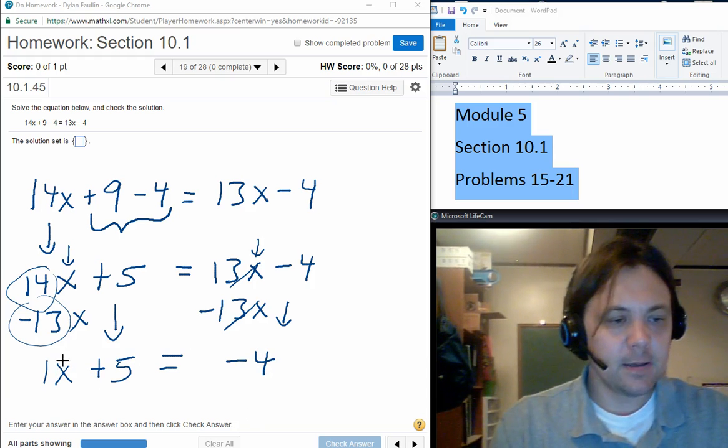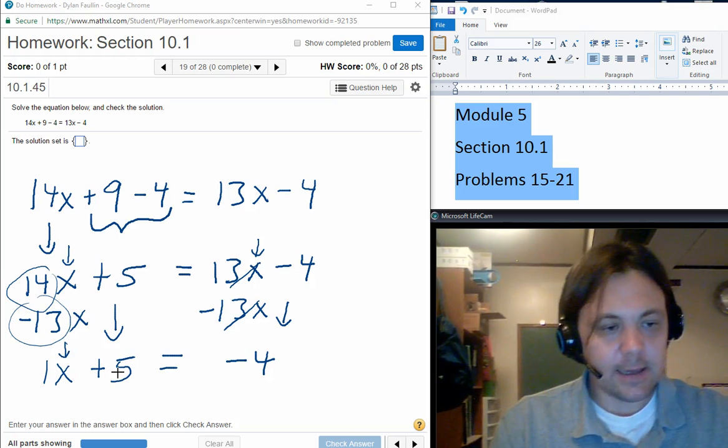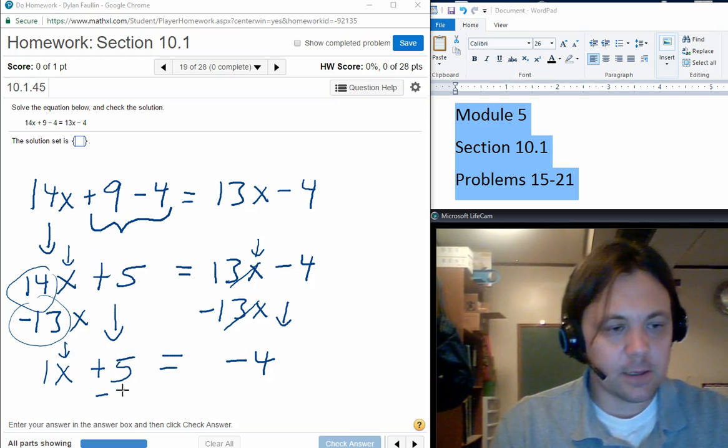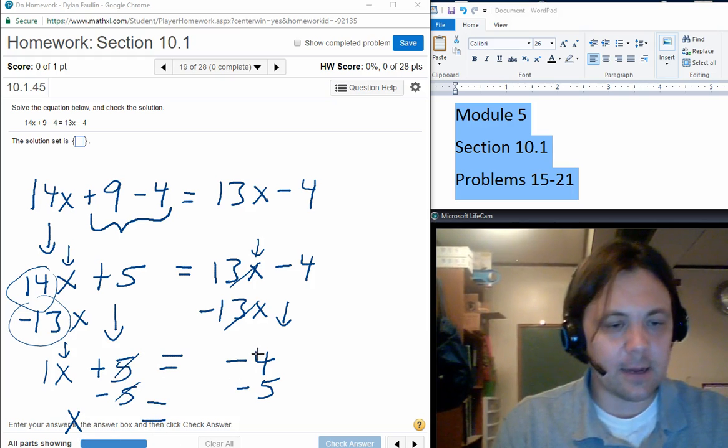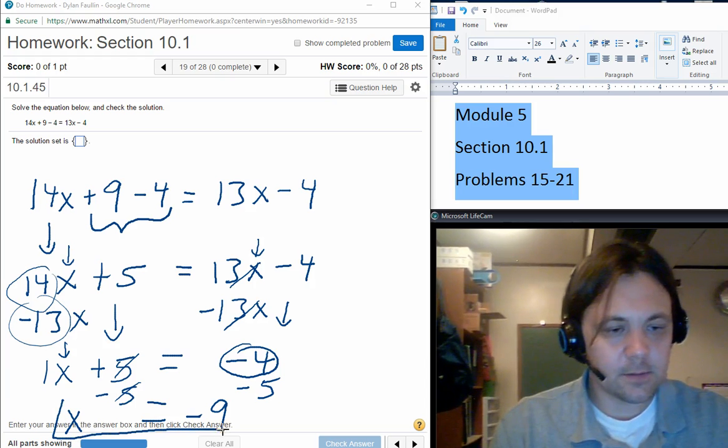All right. To get x isolated, we need to get rid of the plus 5. We can do that by subtracting 5 from both sides, and we'll get 1x, which I can write as just x. The 5's cancel out. The equal sign gets copied down, and then negative 4 minus 5 is negative 9. So make sure you consider both of those negative signs when you're coming up with that result.